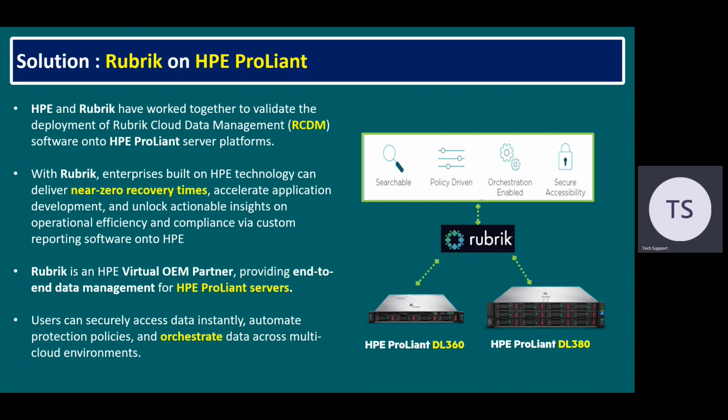Okay. And Rubrik is an HPE virtual OEM partner, providing end-to-end data management for HPE ProLiant servers, and users can securely access data instantly, automate protection policies, and orchestrate data across multi-cloud environments. So Rubrik is supported not only for your on-premises, it is supported for a multi-cloud environment. Suppose your production workloads are running on a private cloud and public cloud, and if you have multiple clouds in your organization, this software is more suitable to take the backup anywhere. Wherever your data is, we can easily protect it using Rubrik software on HPE ProLiant servers.